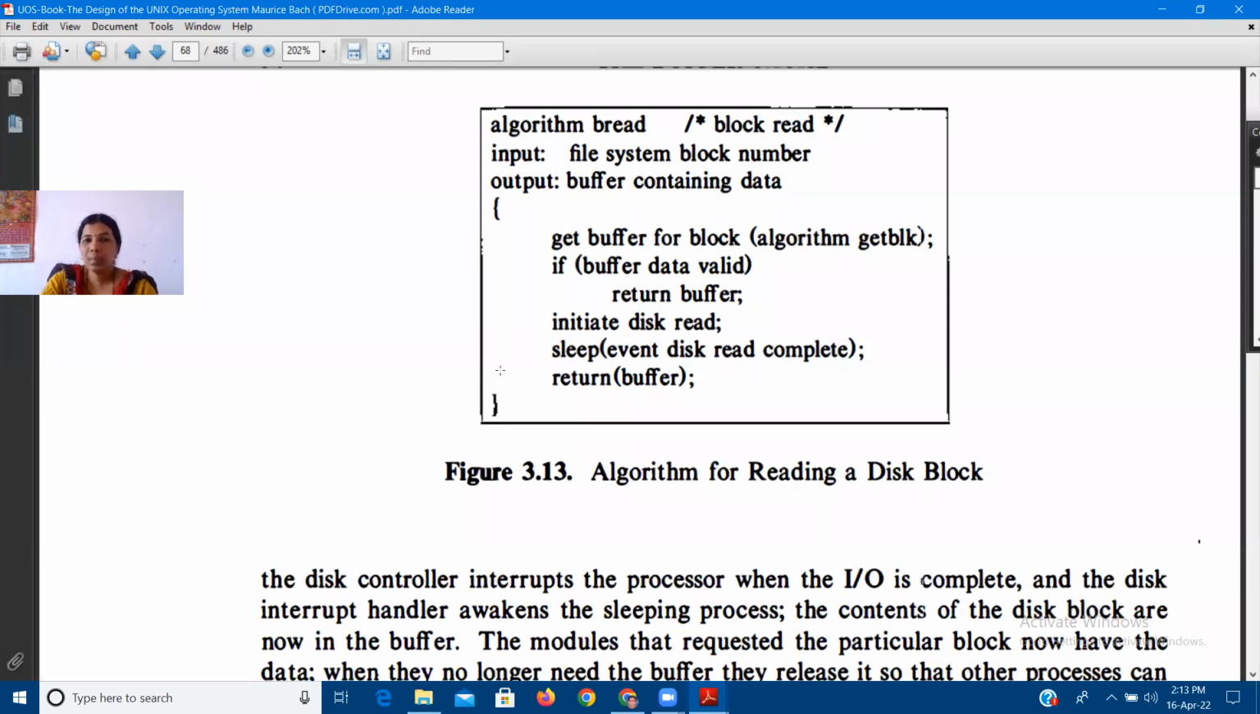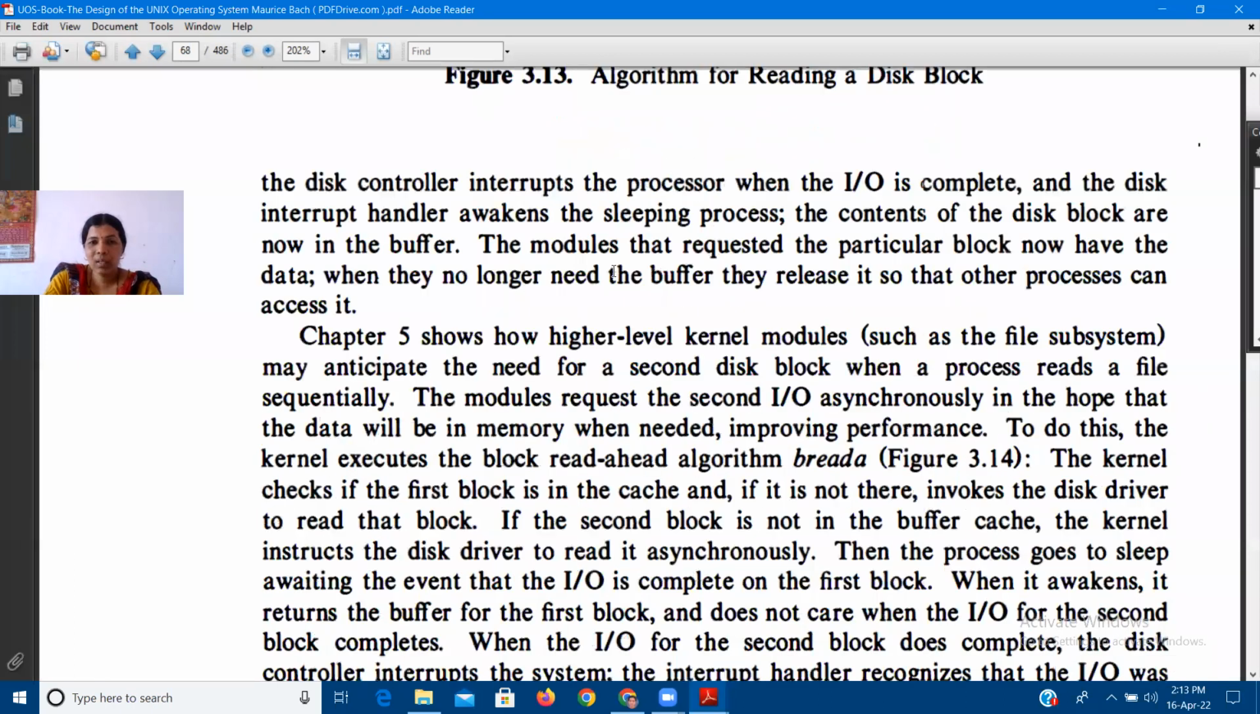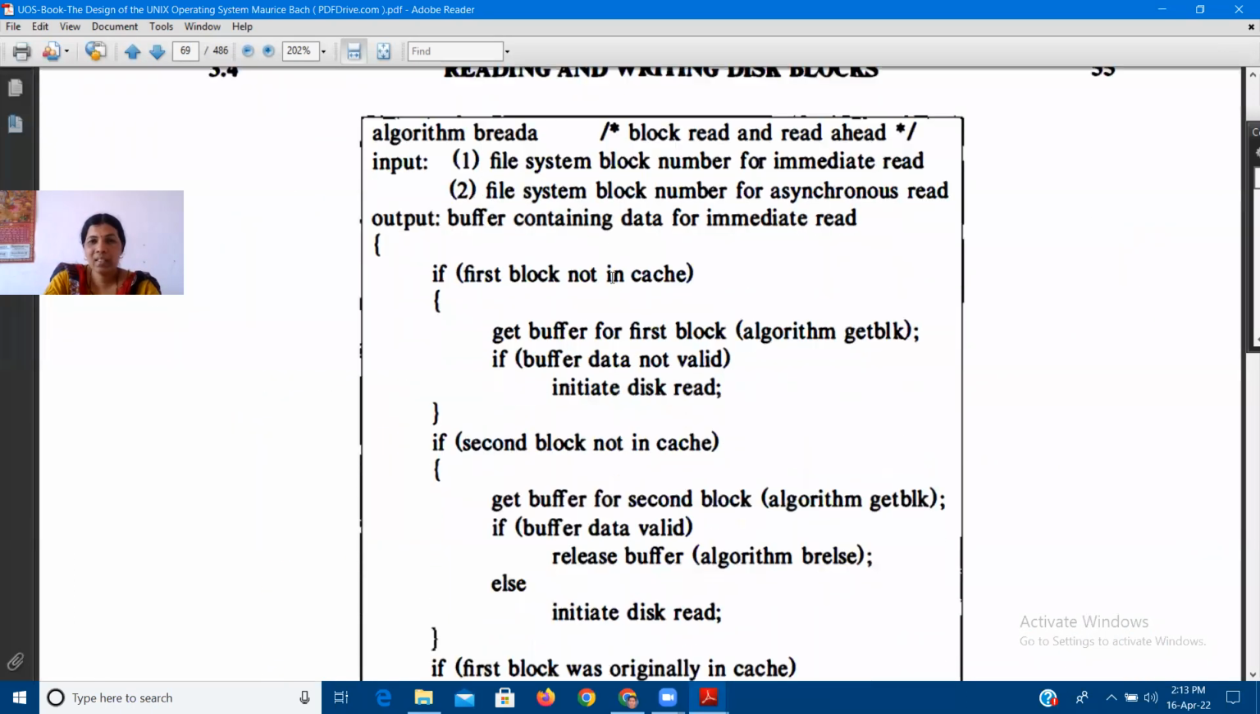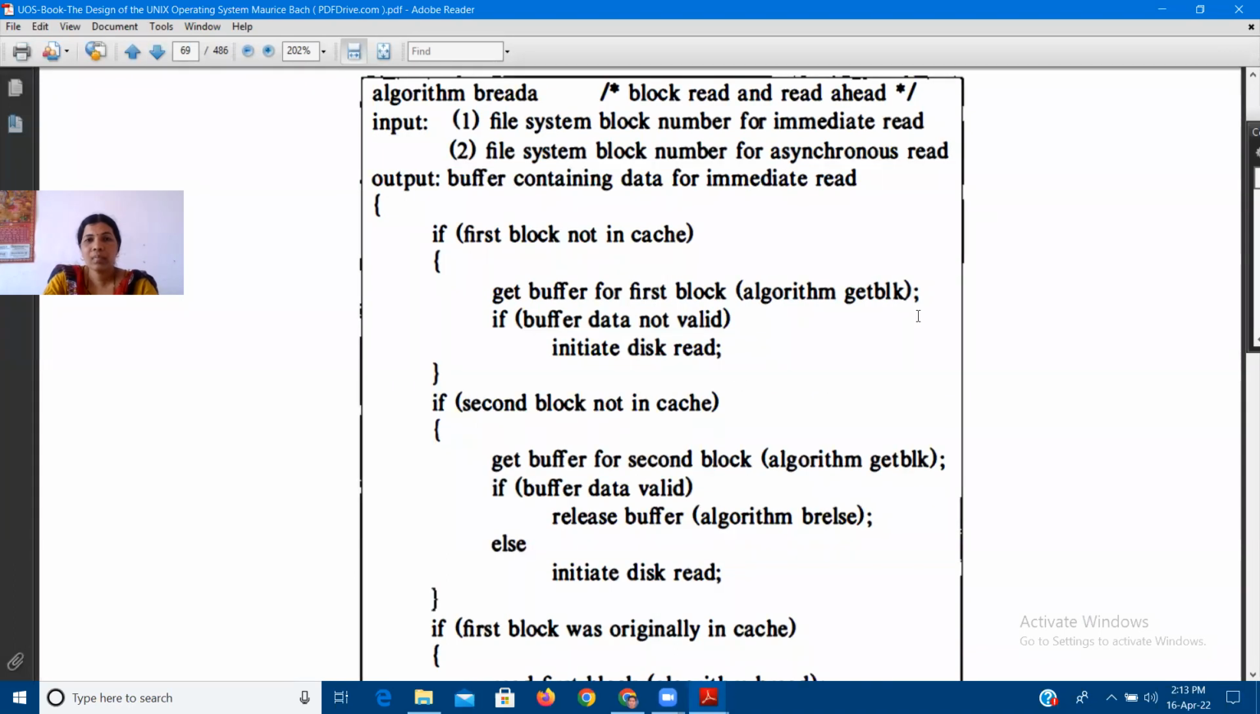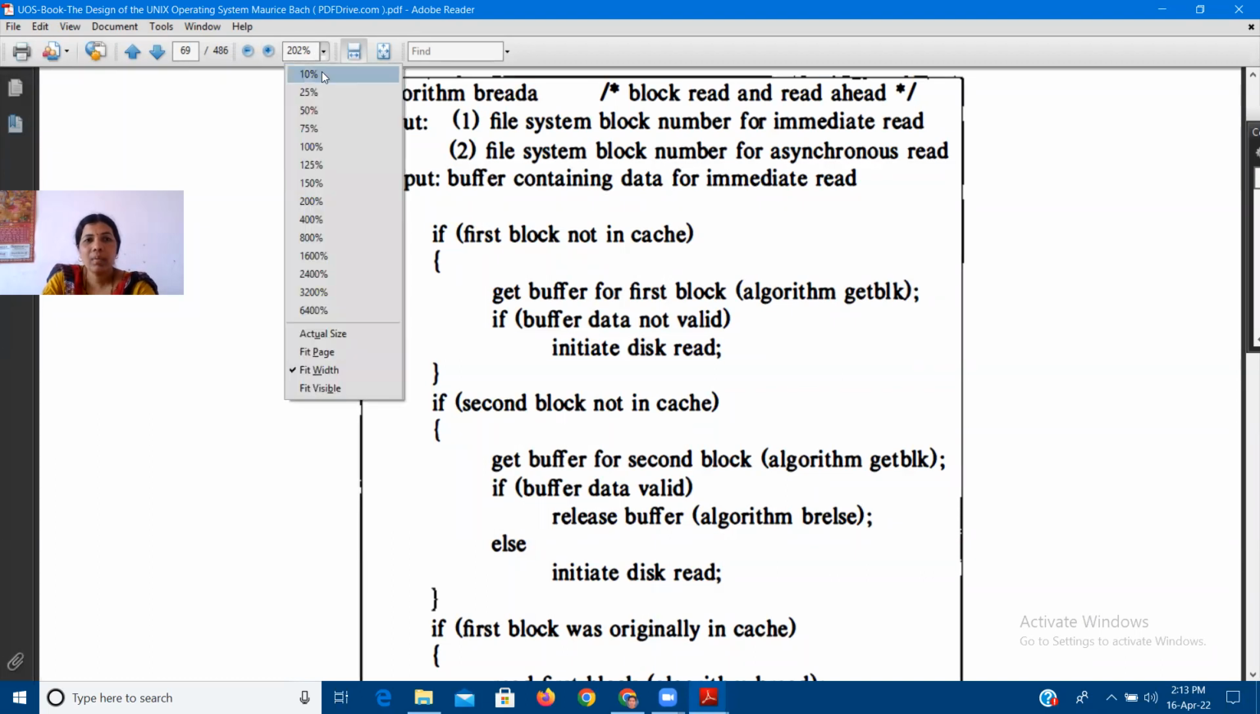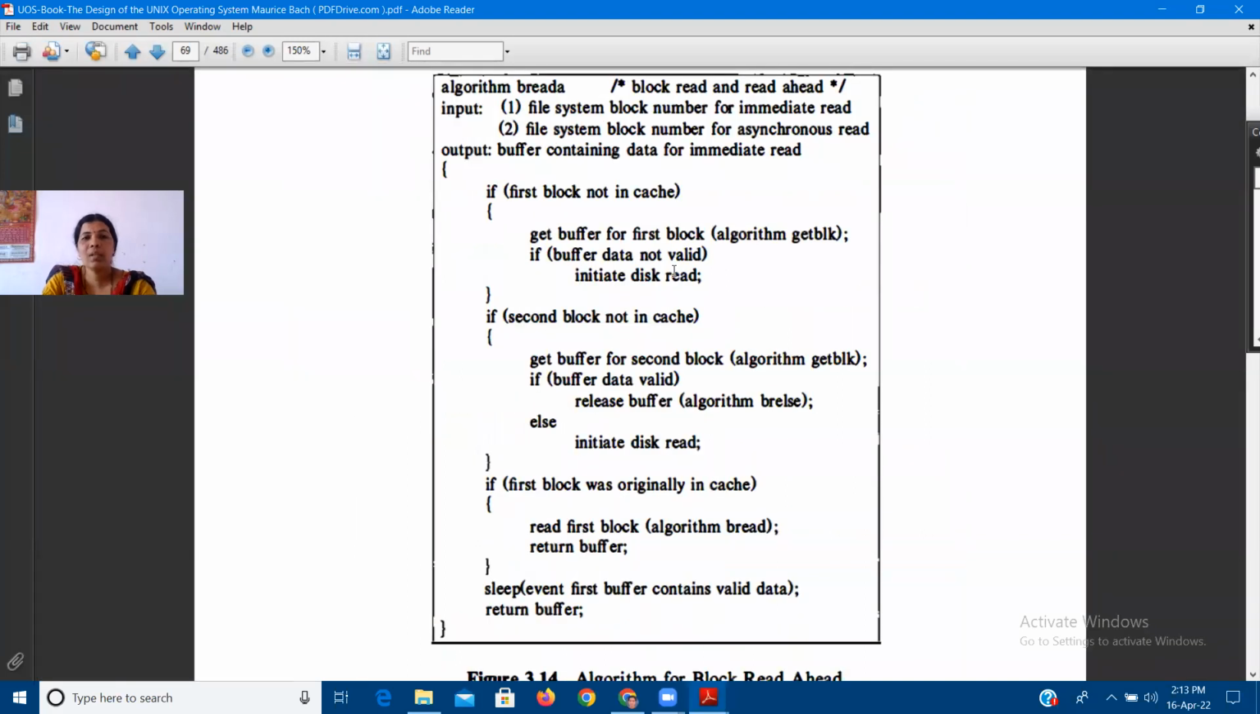Okay, this is about bwrite, and the second algorithm is bwrite ahead. This is somewhat big algorithm. Note it down. This is bwrite A algorithm. Okay, so this is about the algorithm. bwrite A. A stands for ahead. Block read and read ahead.